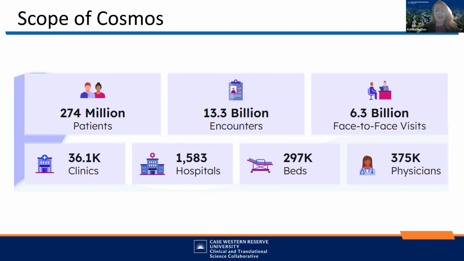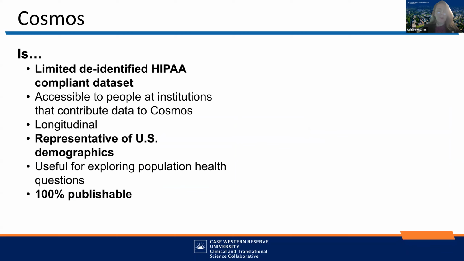So that actually leads really nicely into that next slide, where there are a few basics that we need to understand in terms of what Cosmos is and what Cosmos is not. And that kind of tells us more of what we can and cannot do within the Cosmos database. So Cosmos is a very large, limited de-identified HIPAA compliant data set.